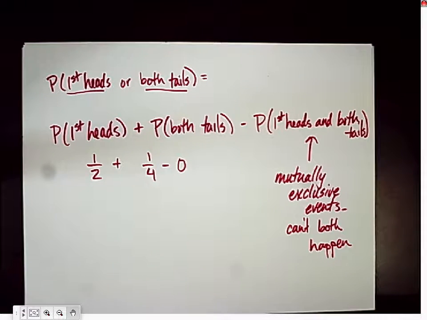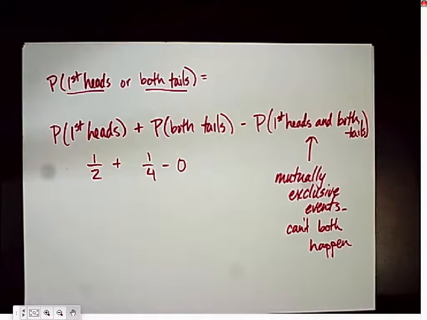So let's go back to the example where I was drawing names out of a hat. Mutually exclusive events would be the person is in 10th grade and the person is in 11th grade. Okay? If I wanted to know the probability that the person was in 10th or 11th grade, I'd take the probability they were in 10th grade plus the probability they were in 11th grade minus the probability they were in 10th and 11th. Well, those are mutually exclusive, so it doesn't make sense, right?